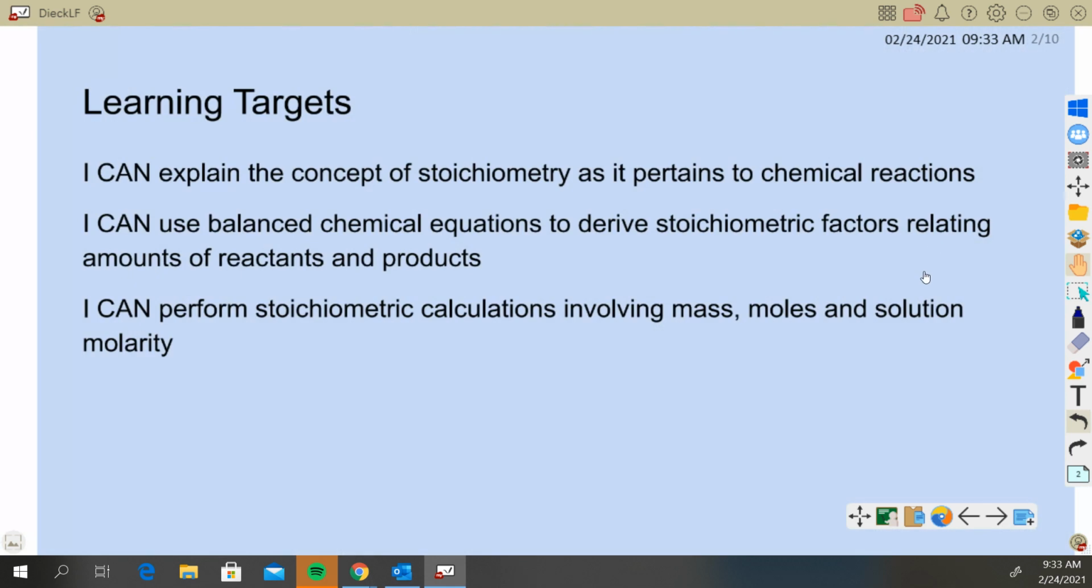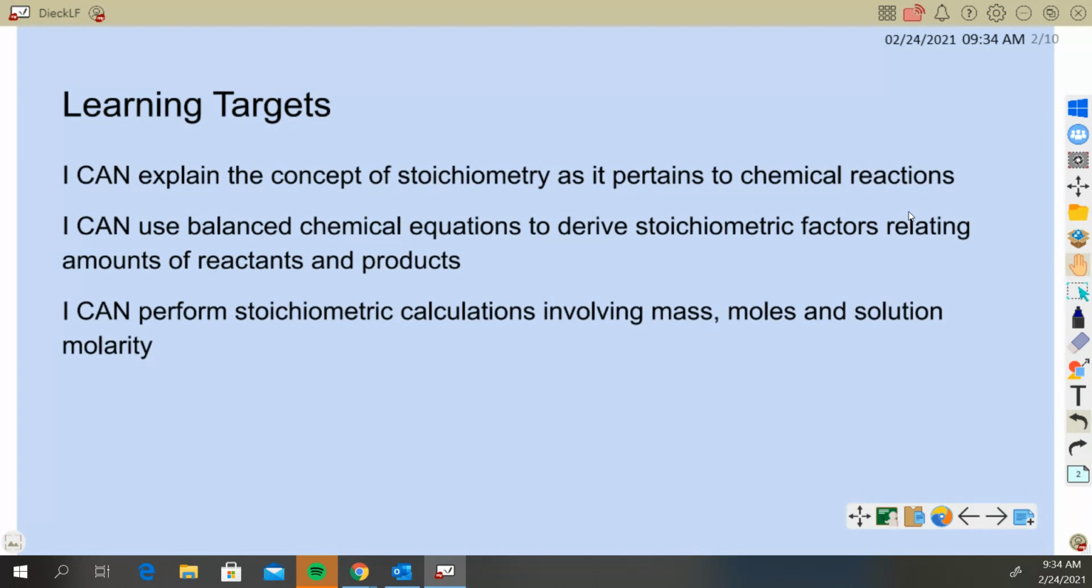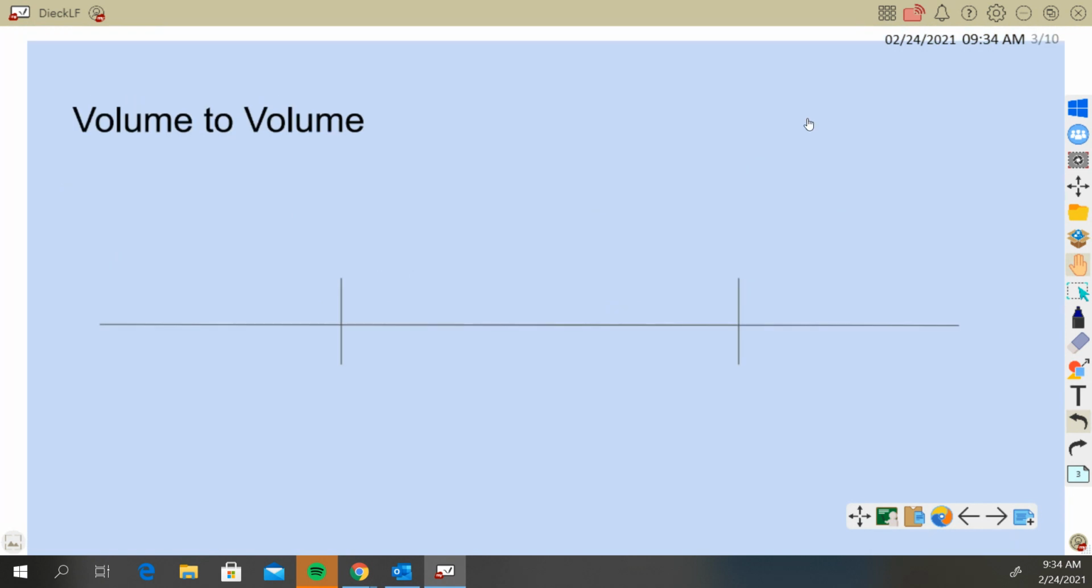All right, so the learning targets for this set of notes are actually the same learning targets that would have been for our other parts of notes. I just forgot to put them. But explaining stoichiometry, which we learned in part 1, using balanced chemical equations to derive stoichiometric factors, aka mole ratios, which we've already learned. And the last one, performing stoichiometric calculations involving mass, moles, and solution molarity, aka volume. So we're hitting the last part of that today.